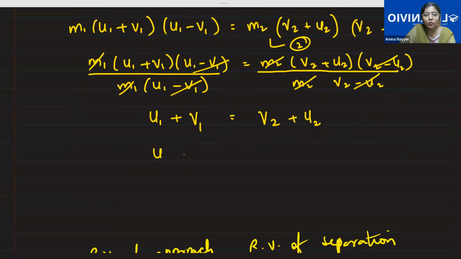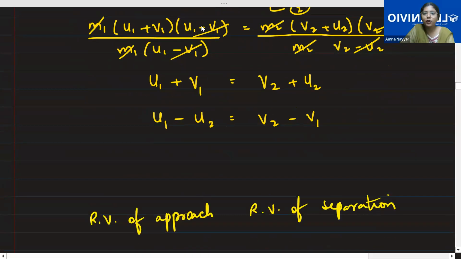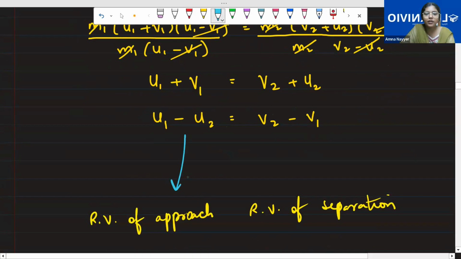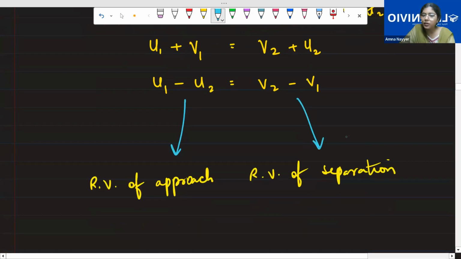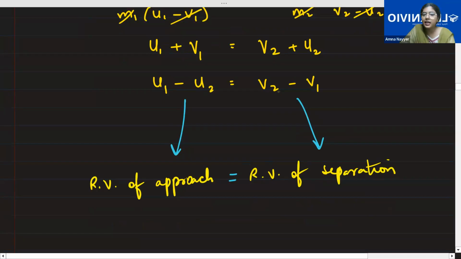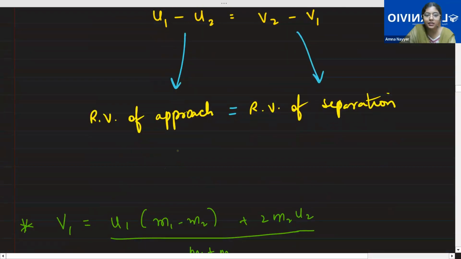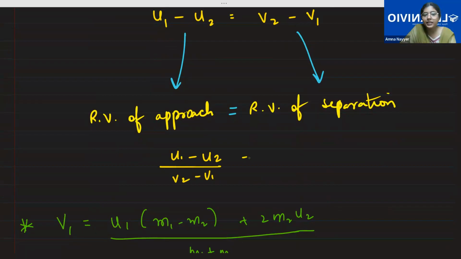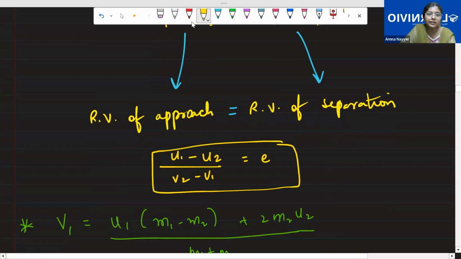Let's shift. U1 minus U2 is equal to V2 minus V1. So initially, what did we discuss? This was the relative velocity of approach. This was the relative velocity of separation. So they are coming equal. Relative velocity of approach is equal to relative velocity of separation. So here, since they are equal, the ratio that comes here is U1 minus U2 by V2 minus V1. This is written as the coefficient of restitution, that is E.